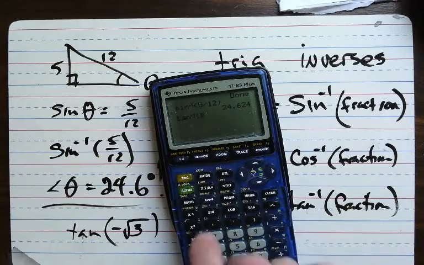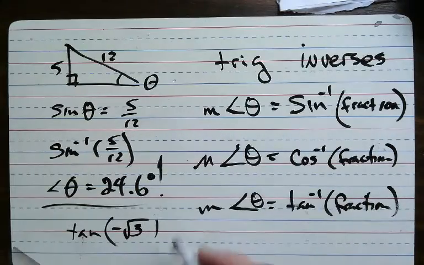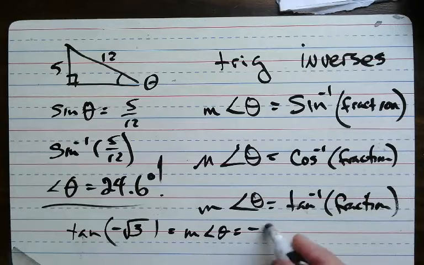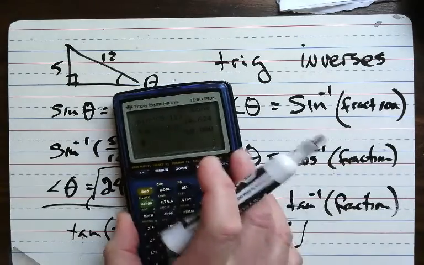Tangent inverse of negative square root of 3 gives me negative 60. The measure of the angle, negative 60 degrees. Hey, how about that? Positive 24, negative 60. What if I did, what if I did cosine?